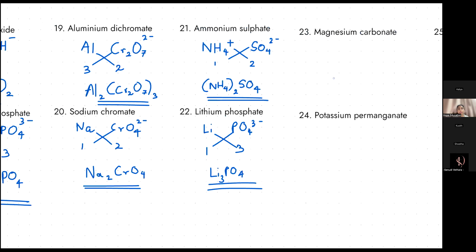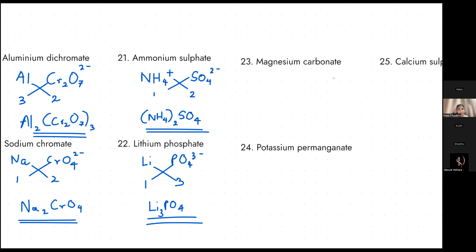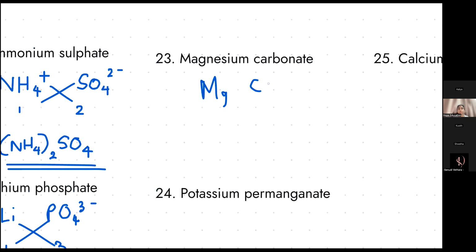Magnesium carbonate. Magnesium is Mg. Carbonate is CO3, 2 minus. What is the valency of magnesium? 2. What is the valency of carbonate? 2. So both can be divided by 2, that would be 1, 1. So magnesium gets 1 and carbonate gets 1. That would be MgCO3.